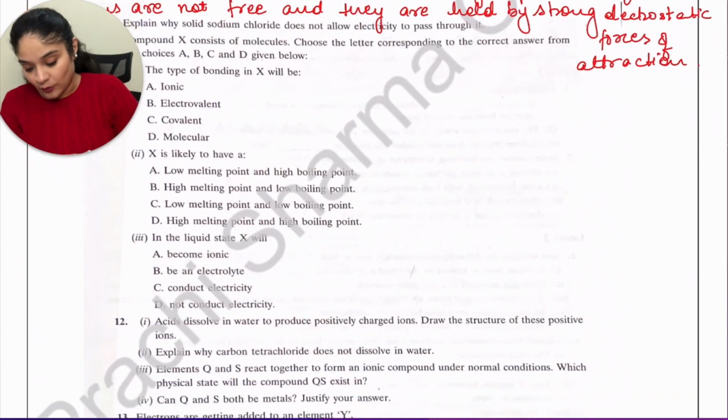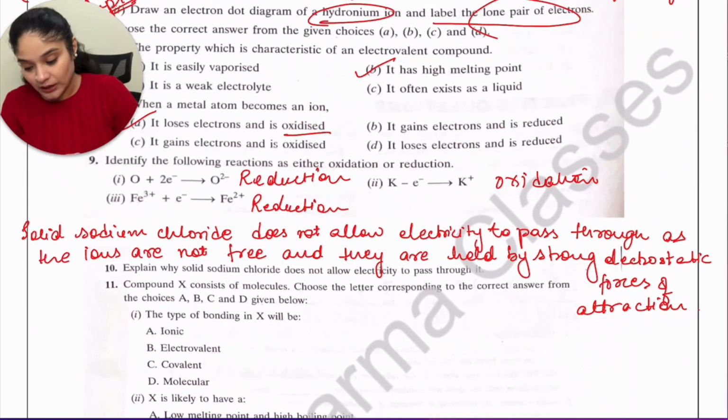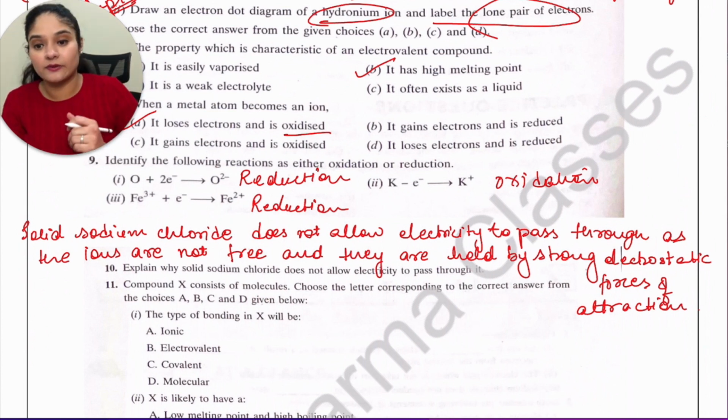Now, moving on, I have written the answer for you to take a note. Then let's move on to question number 11. Compound X consists of molecules. Choose the letter corresponding to the correct answer from the choices A, B, C, and D given below.